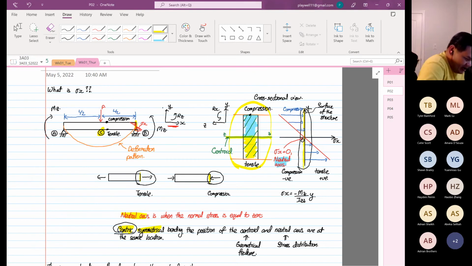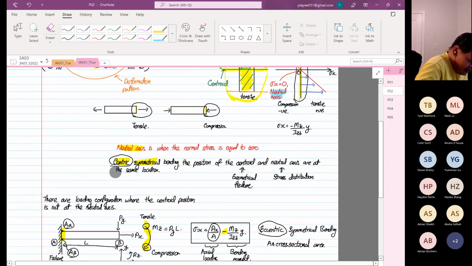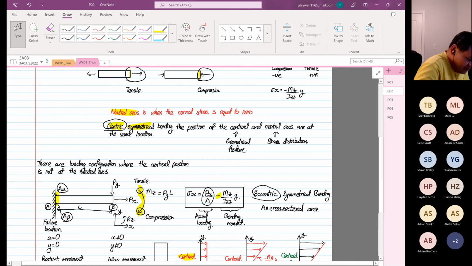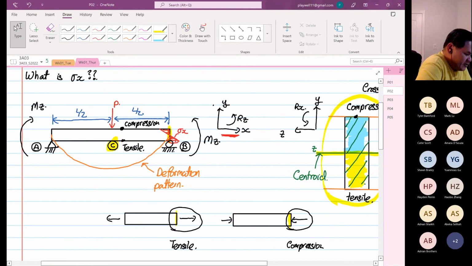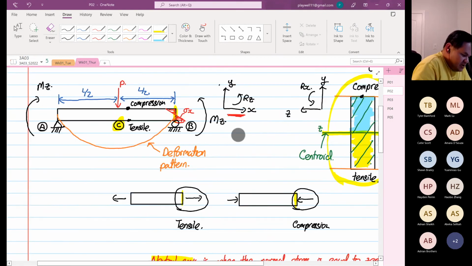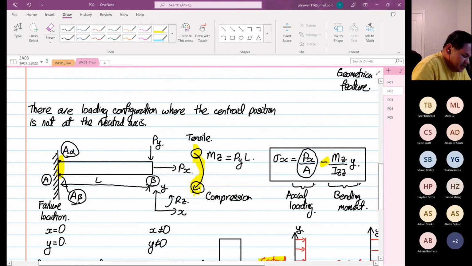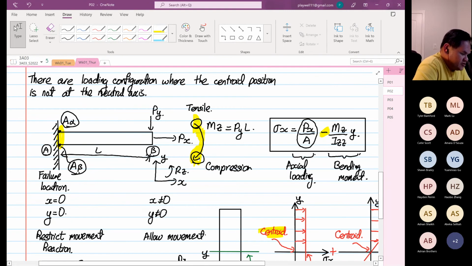Okay, why is failure at point C? We have to be really careful down here. When it's simply supported, failure is at point C. When it is a cantilever beam, failure is at point A, because at point A we don't allow motion.